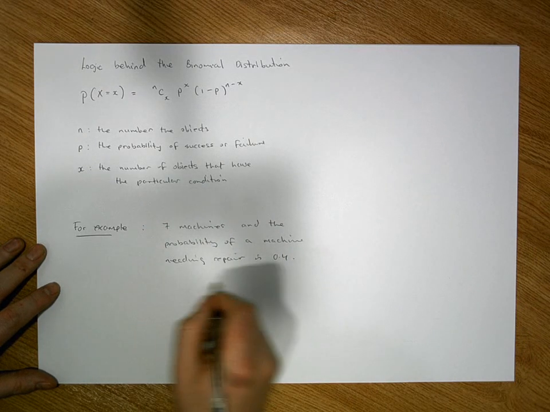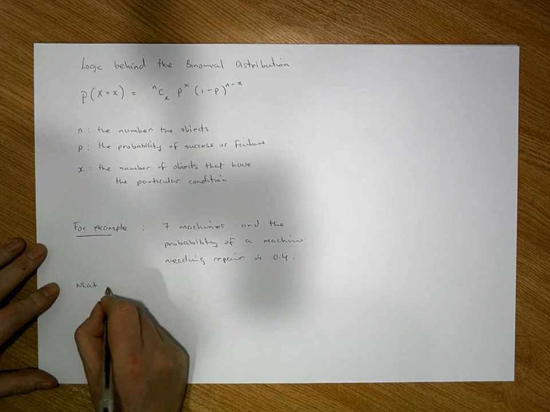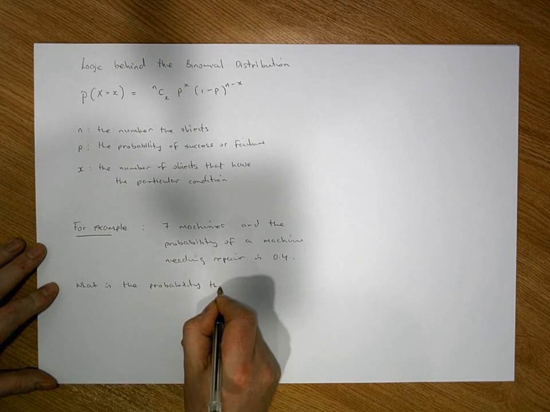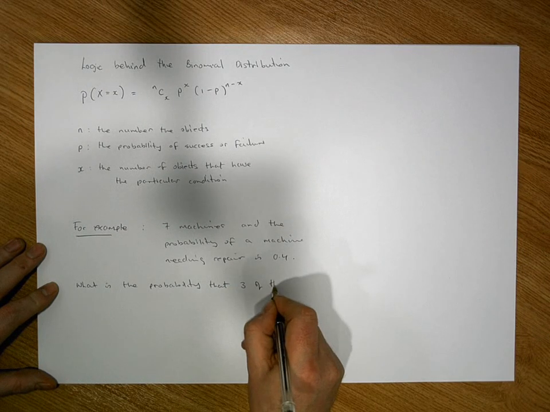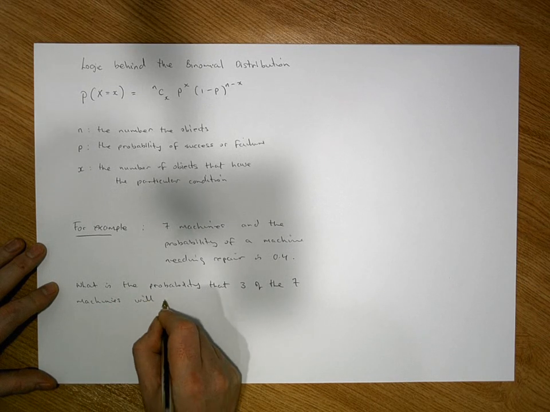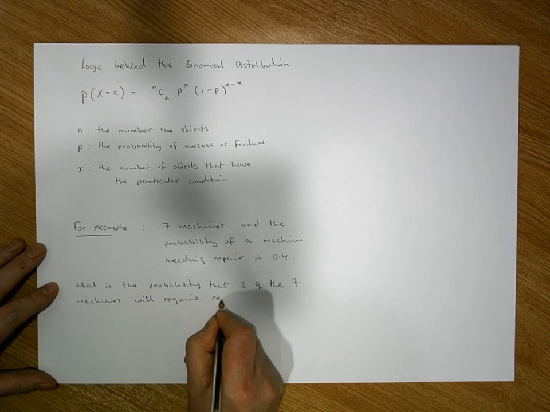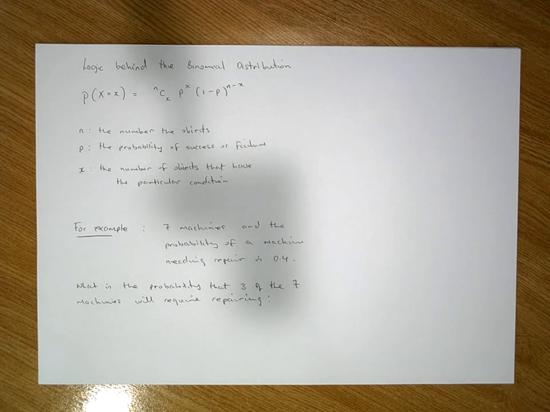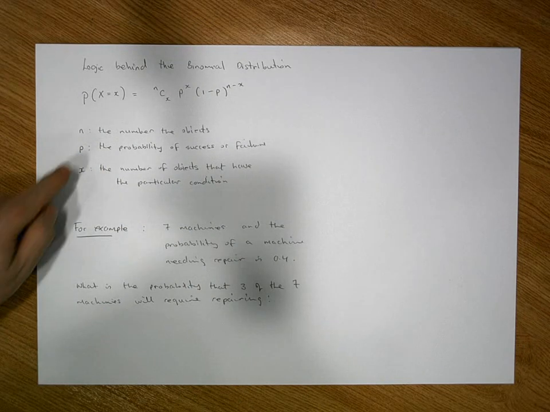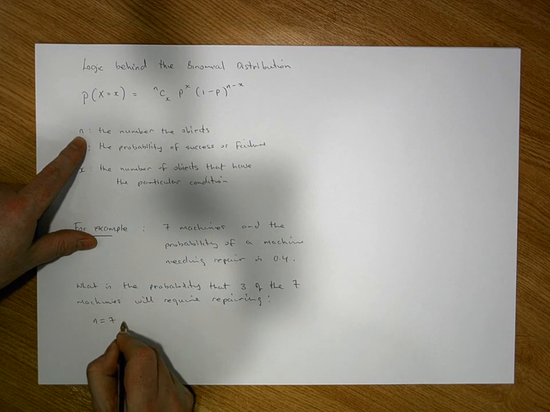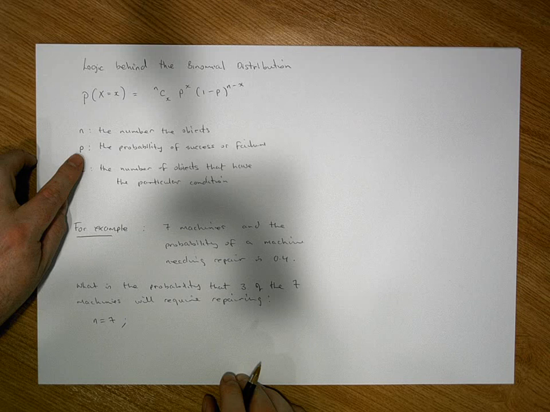What I'm interested in is, what is the probability that 3 of the 7 machines will require repairing. To run this example, the important thing for us is to identify our 3 parameters. Well, n represents the total number of objects that we have, so in this situation n must be equal to 7.